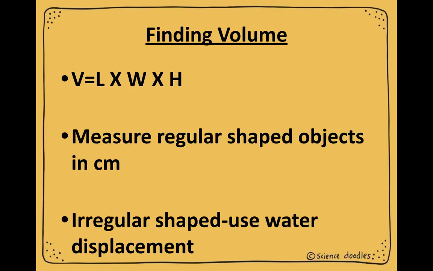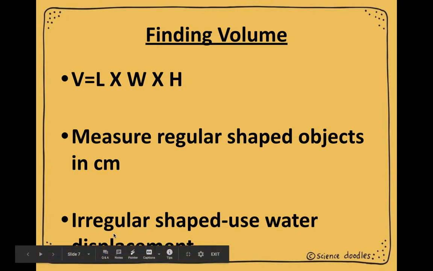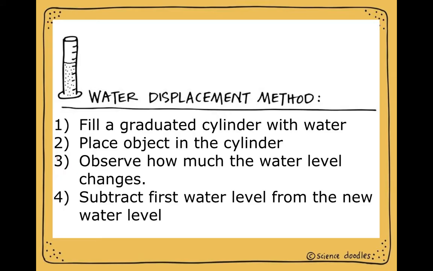In order to find volume of a regularly shaped object, you want to do length times width times height, and you can simply just measure the regularly shaped object in centimeters. If it's an irregularly shaped object like a ball or a pencil or an apple, you can use water displacement. So with water displacement, you want to fill a graduated cylinder with water, and you're going to place the object in the cylinder. You're going to observe how much the water level changes. So you want to take the initial water level and subtract it from the final water level. So the new water level minus the old.